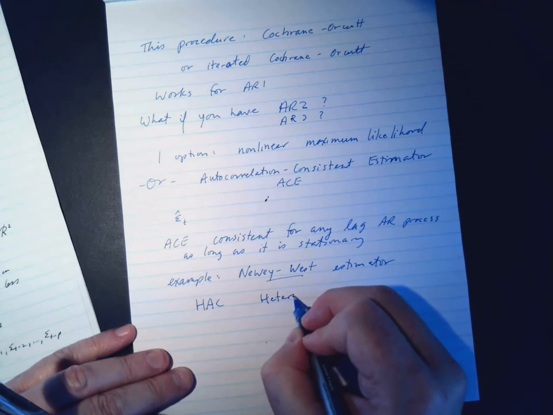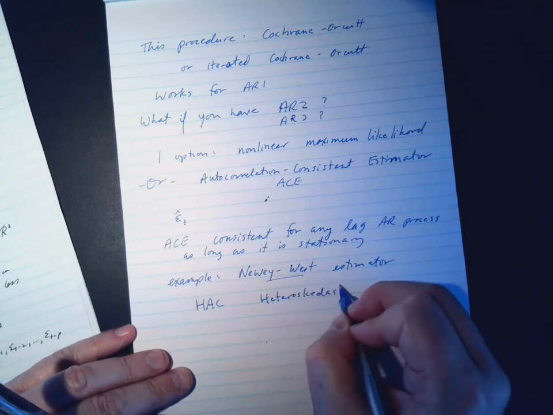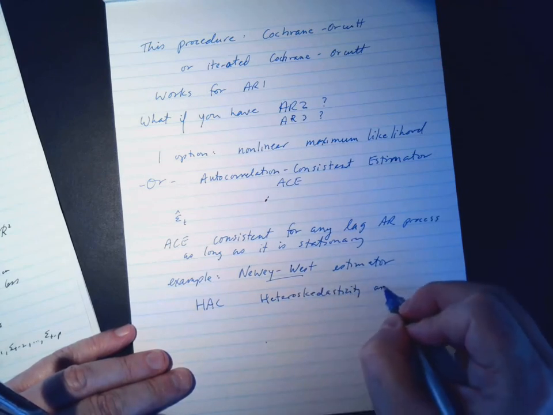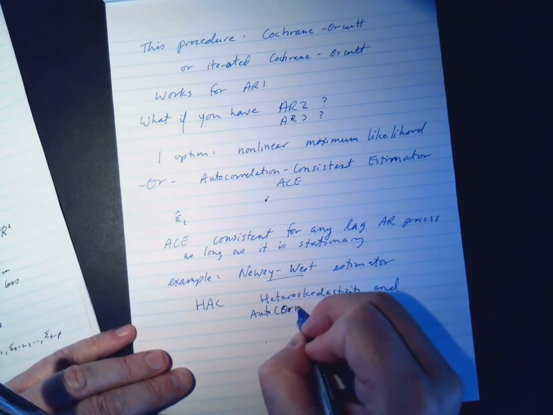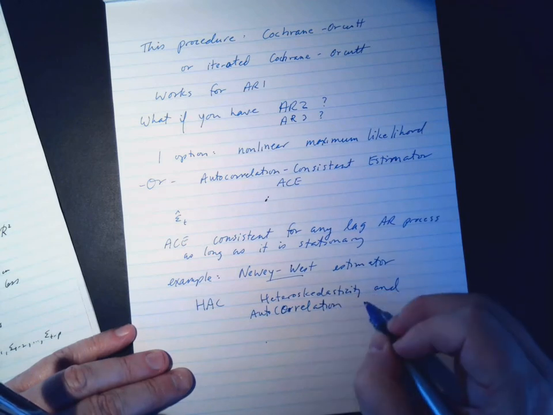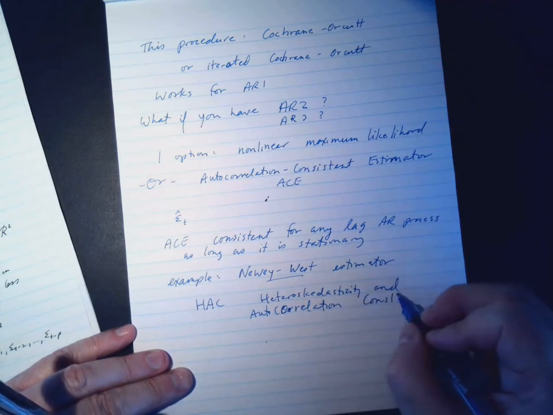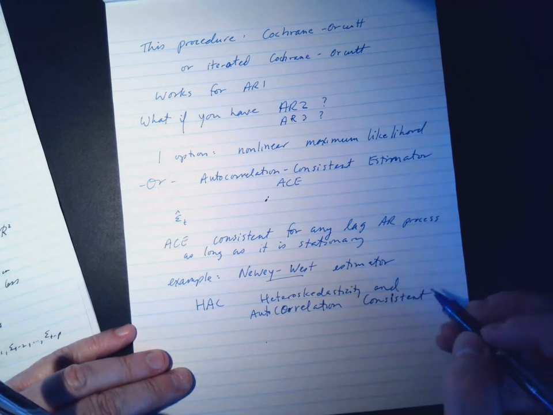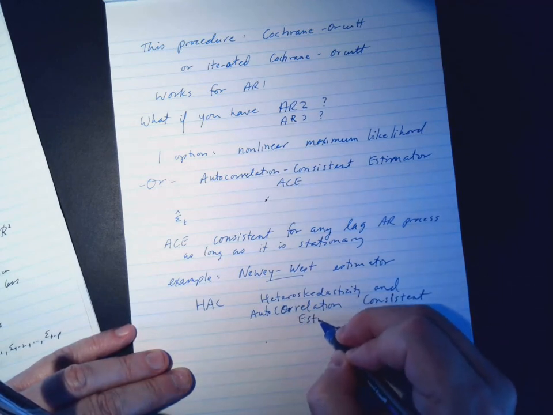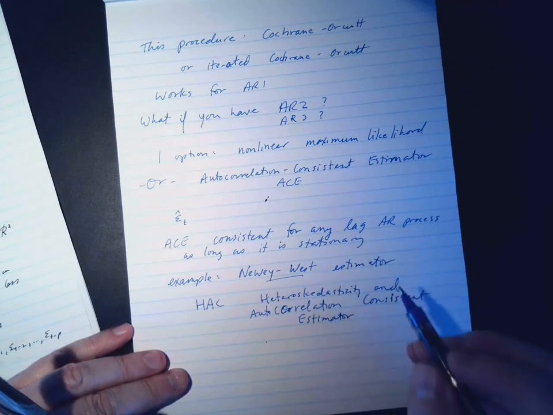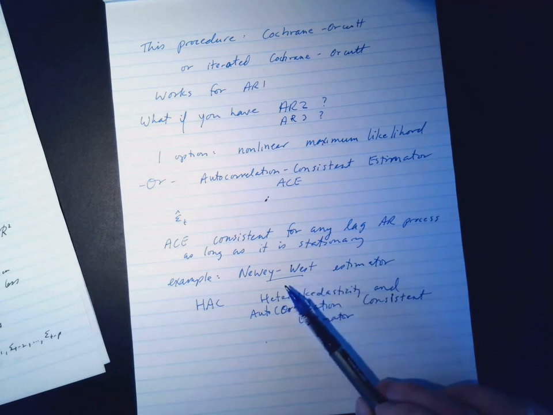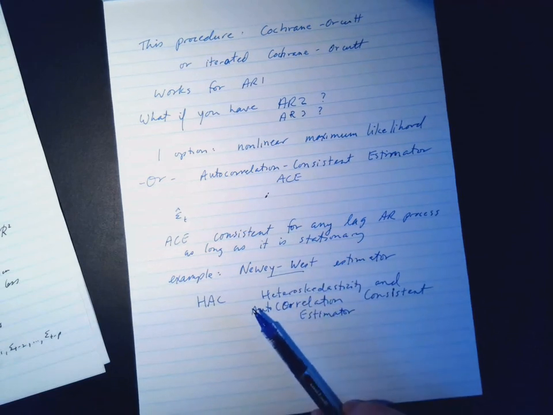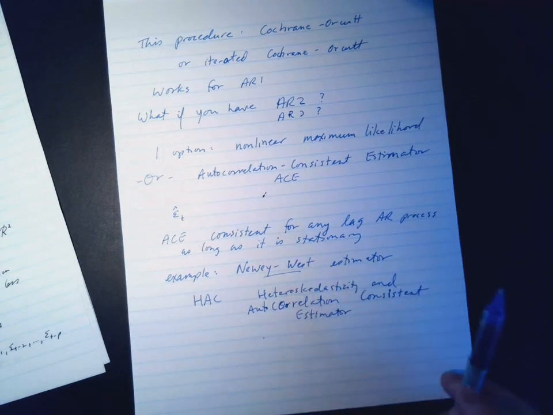And one of the nice things about the Newey-West is it's actually a HAC estimator. It is heteroskedasticity and autocorrelation consistent. So it's really a very powerful estimation tool. There are a few of these. Newey-West is very popular in econometrics.